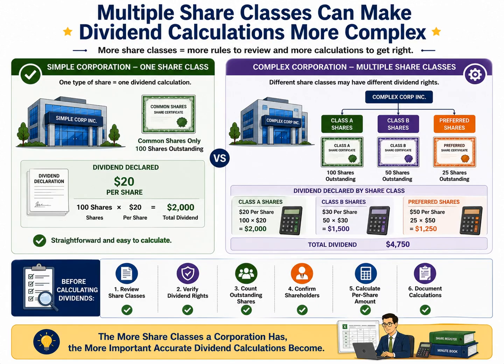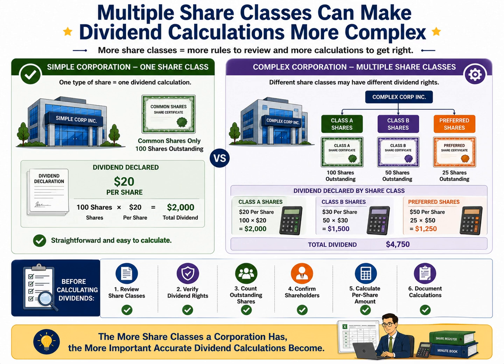Dividend calculations can be relatively simple when a corporation has only one class of shares. In that situation, every share has the same rights, and a single per-share dividend calculation is usually all that is required. For example, if a corporation has 100 common shares outstanding and declares a dividend of $20 per share, the calculation is straightforward. 100 shares multiplied by $20 per share results in a total dividend of $2,000.